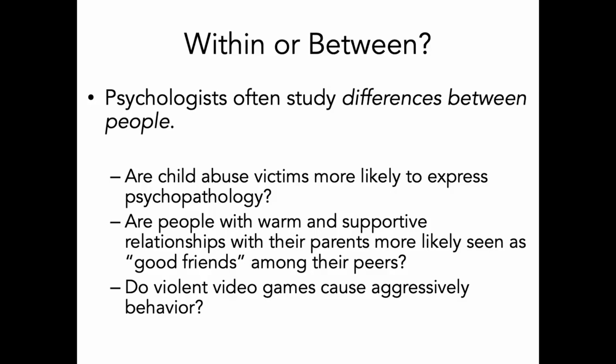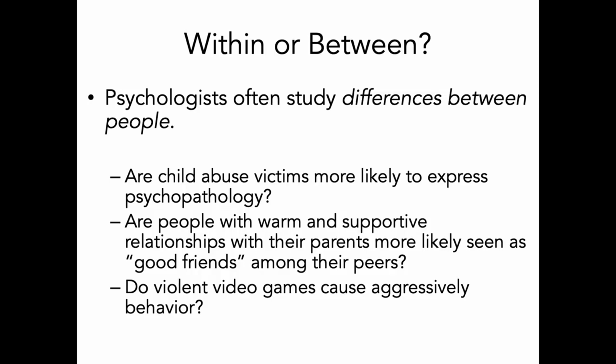Let's talk now about within or between subjects differences, because this is a design characteristic that really changes how we should be interpreting studies, but we're often ignoring which type it is. Psychologists are often studying differences between people. Are the people who are very hostile more likely to X than people who are not hostile? And we might ask other questions like, are child abuse victims more likely to express psychopathology in adulthood? Or are people with warm and supportive relationships with their parents more likely to be seen as good friends by their peers? Do violent video games cause aggressive behavior? These are the kinds of questions that lead to designs where you measure differences between people, but there's a problem.